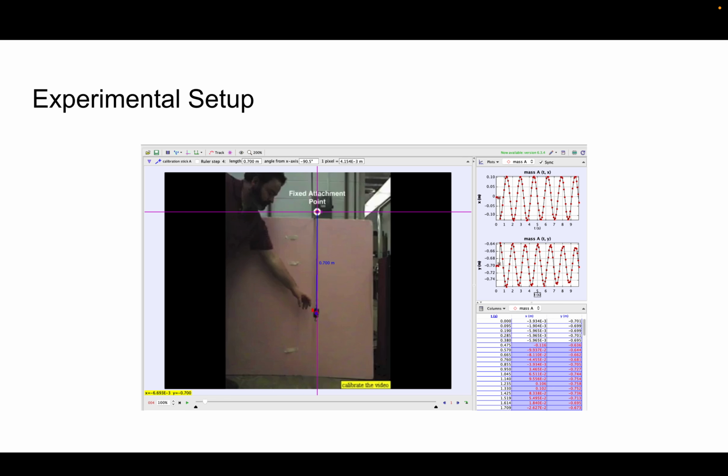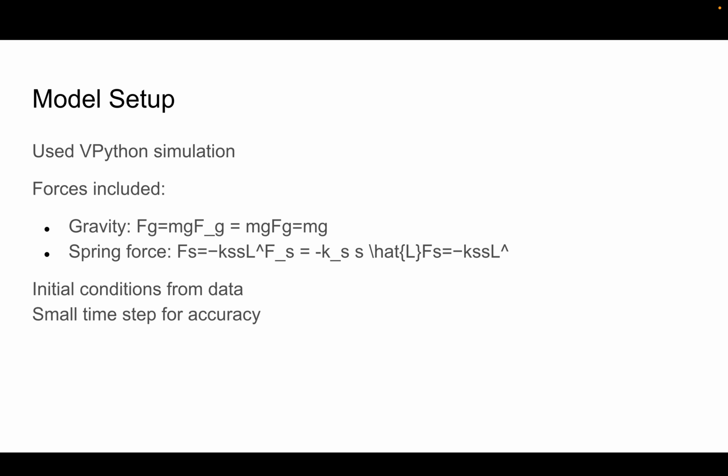I first calibrated the video using the known reference length, and then tracked the position of the mass frame by frame. The x and y positions were extracted from Tracker and saved as a file for input into the model. It's important to note that I only exported the data, not the time, as required for the code. I then used the code to generate a model of the spring mass system.